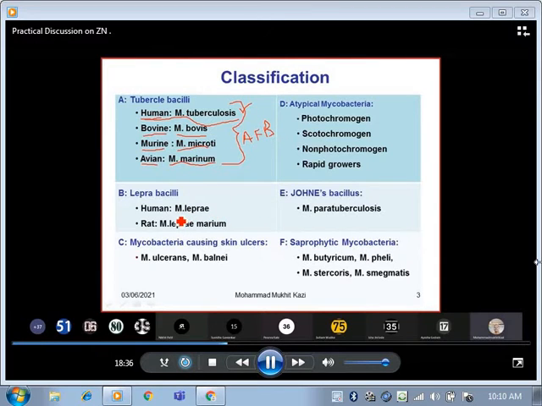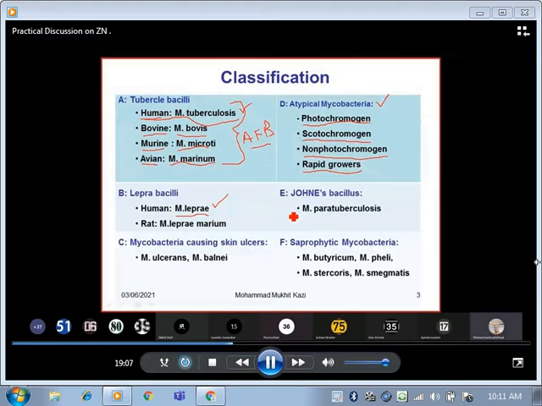Then you can also write another example of acid-fast bacilli, that is Mycobacterium leprae, which causes leprosy. We all know this is the chronic granulomatous disease of extremities. So Mycobacterium leprae also is one of the acid-fast bacilli. Then we have the atypical Mycobacteria, which you can also write as an example of acid-fast bacilli: photochromogens, scotochromogens, non-photochromogens, and then rapid growers. These are the atypical Mycobacteria.